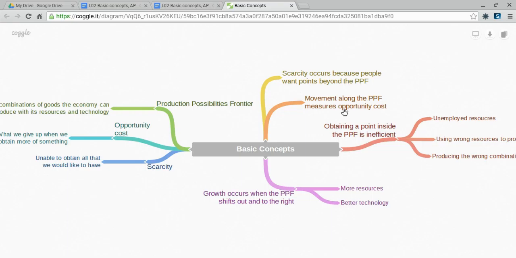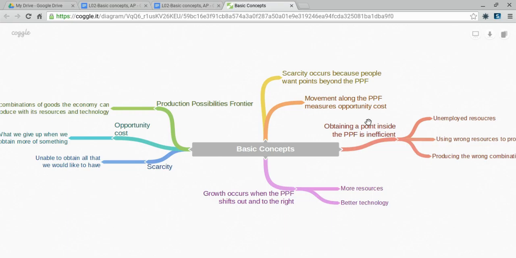As we reallocate resources from one activity to another, we can move along the frontier and get more of one good, but the problem is we're going to give up or get less of the other good. The amount of the other good that we give up as we get more of one is a measure of opportunity cost.